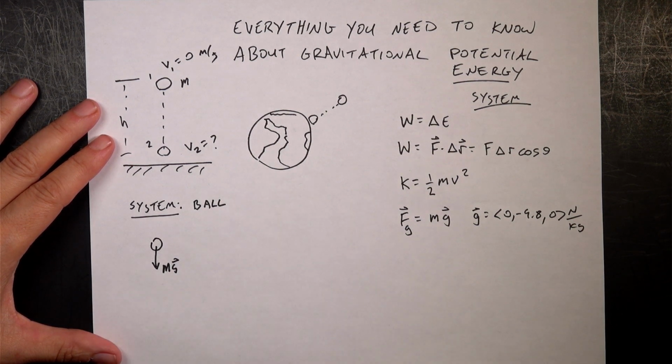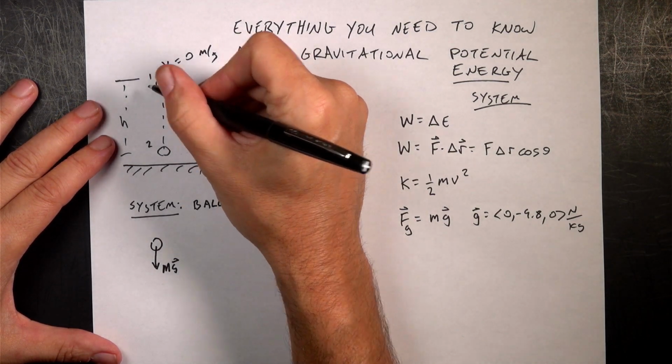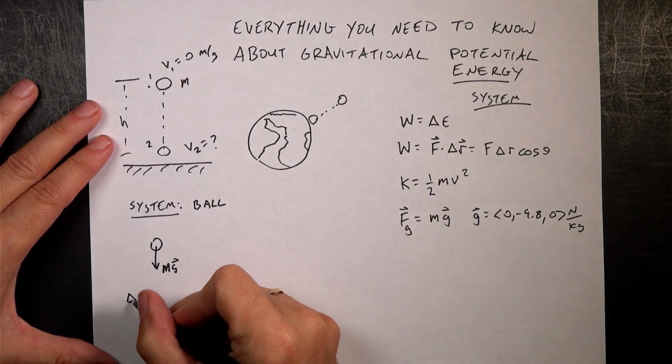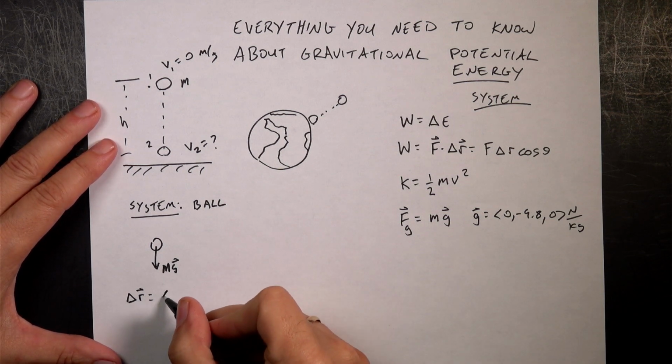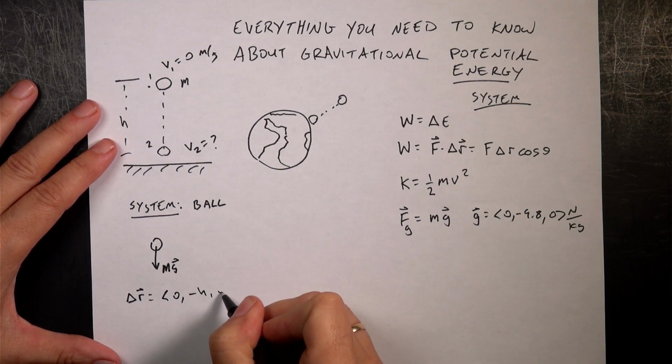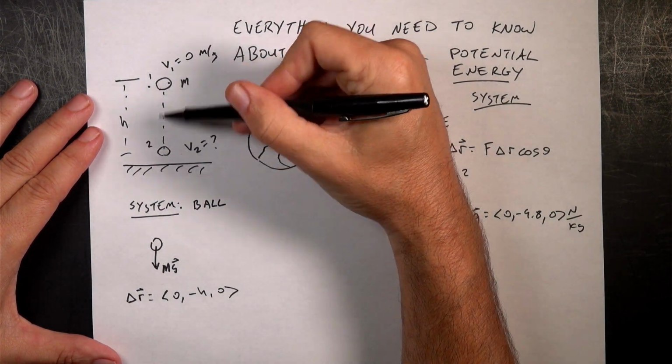So there's mg. That's the only force. And then I need to find the displacement. And so the delta R in this case is going to be equal to, I'll write it as a vector, 0, -h, 0. Right, because it's going to go from here down to there. That's in the h direction.